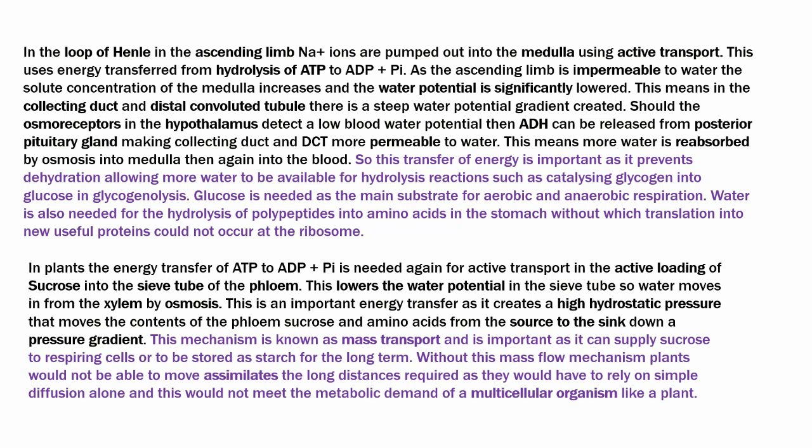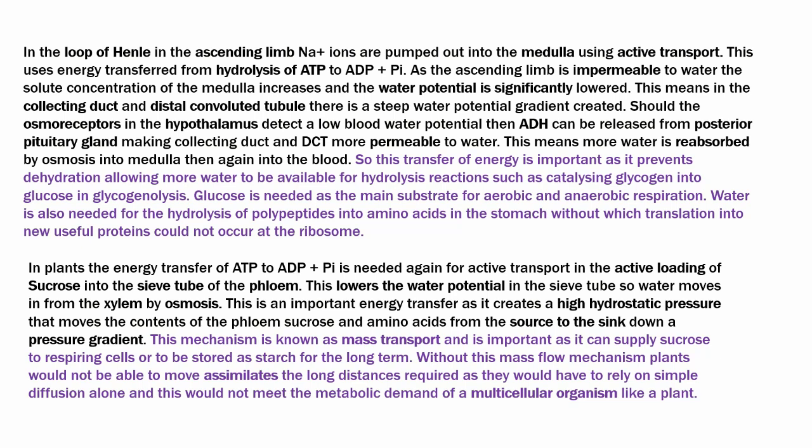Okay, so my fifth topic, I believe, is here. It involves the energy transfer of ATP to ADP plus Pi. Notice I'm doing the same energy transfer here, but it's always for a different topic. So it is needed for active transport, again, in the active loading of sucrose into the sieve tube of the phloem. That lowers the water potential at the top of the sieve tube, or at the source, and it moves water in from the xylem by osmosis down a water potential gradient.